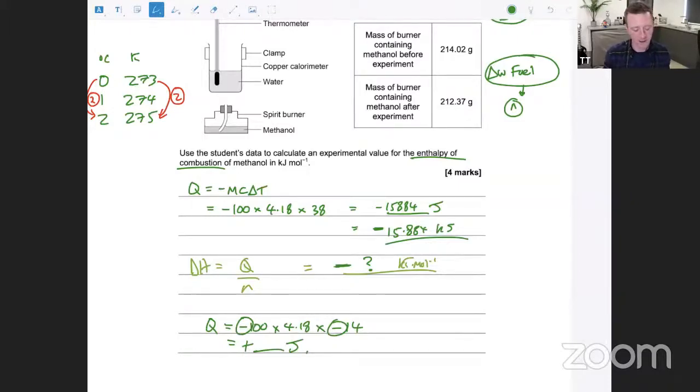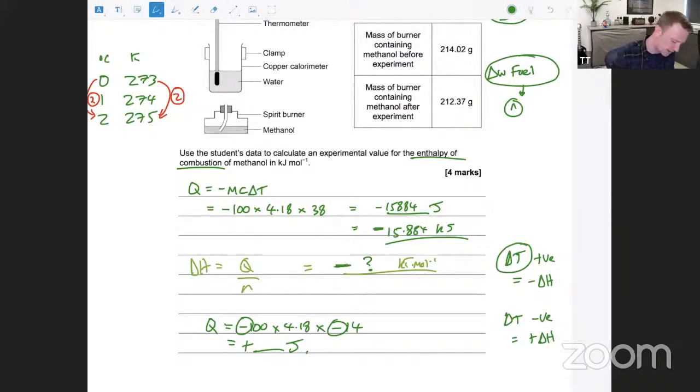regardless. The other method, at the end of the day, if you don't use the minus MC delta T and you just use MC delta T, just look at your change in temperature. If it's positive, that equals you need a negative delta H. If your delta T is negative, then you're going to be looking at a positive delta H, okay? So they're inverse of each other.